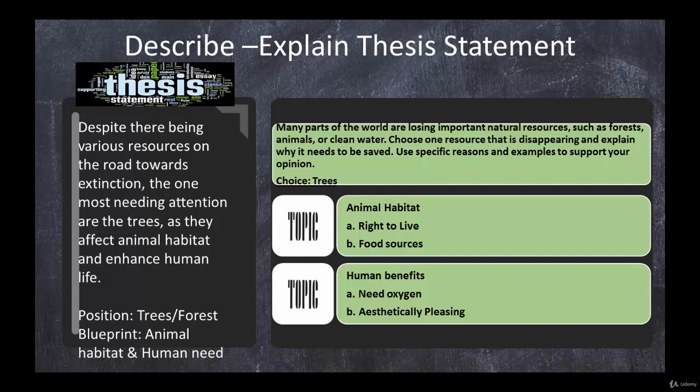Despite there being various resources on the road towards extinction, the one most needing attention are the trees, as they affect animal habitat and enhance human life. That's a thesis statement, everybody. And look, if you notice a lot of my thesis statements, I'm using a lot of complex sentences and compound sentences, because it's really about the quality of your sentences. The quality of your writing is really, really important.